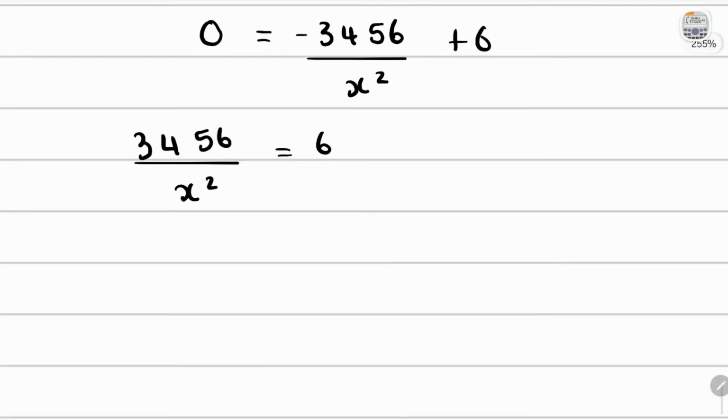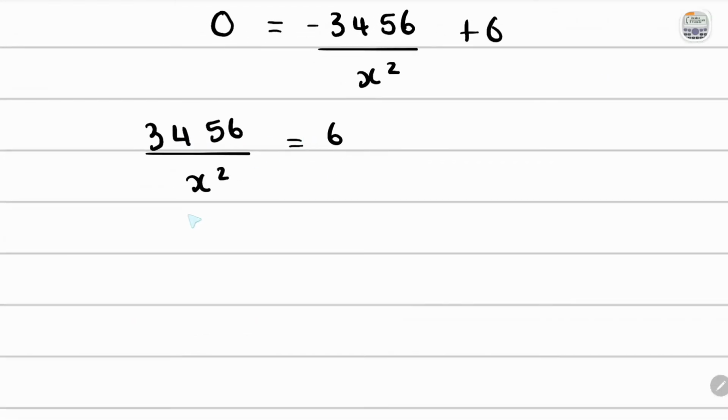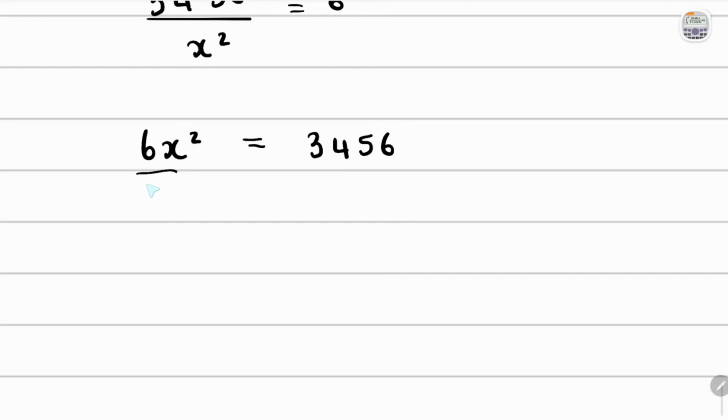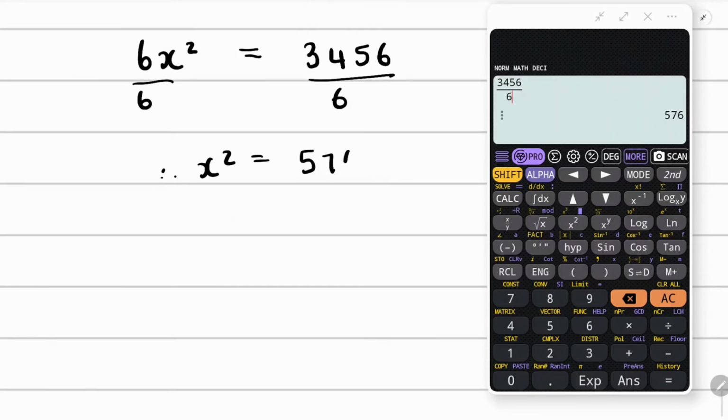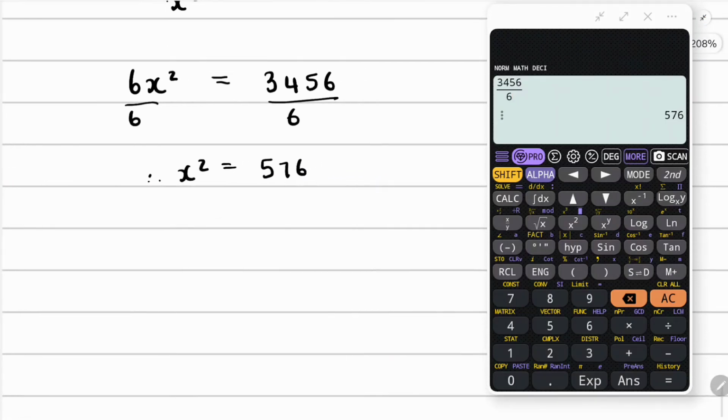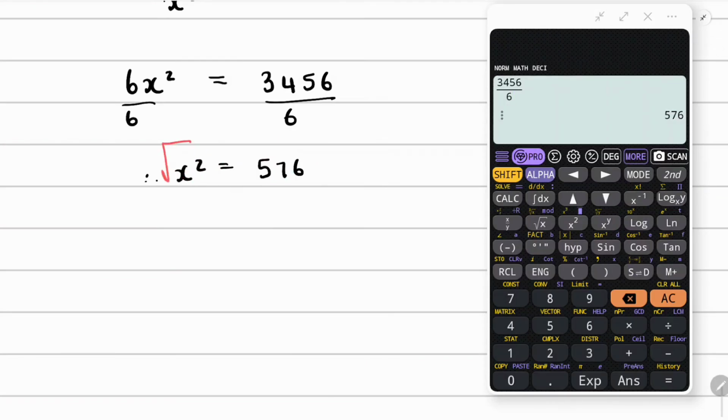Okay, to solve for x, we can cross multiply. So that's going to be 6x squared is equal to 3,456, which multiplies with the natural denominator of 1 here. And divide both hand sides by 6. x squared equals 576. And then you see that we have to find the square root. So square root both hand sides, but this is an equation, so we have a positive and negative solution.